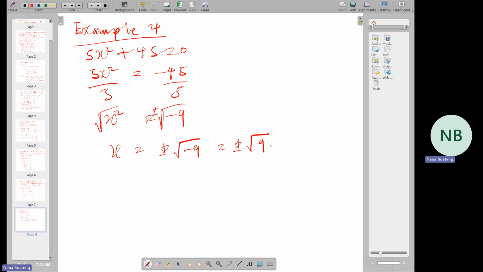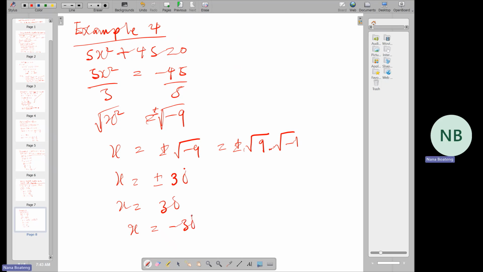9 times the square root of negative 1, right? So x is equal to plus or minus the square root of 9, which is 3, and the square root of negative 1 is i. So we see that x is equal to positive 3i, and x is also equal to negative 3i. So this is how we use the square root property.